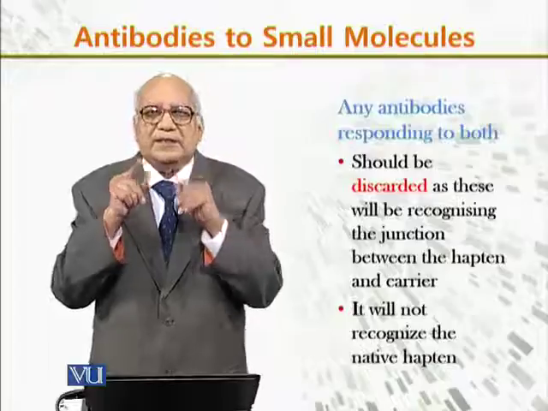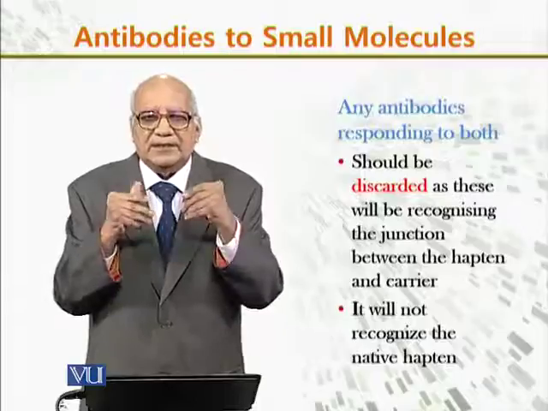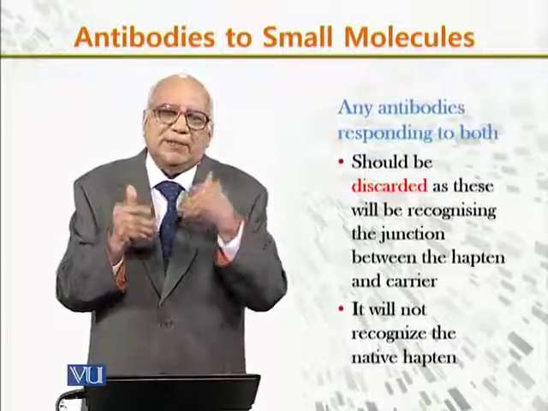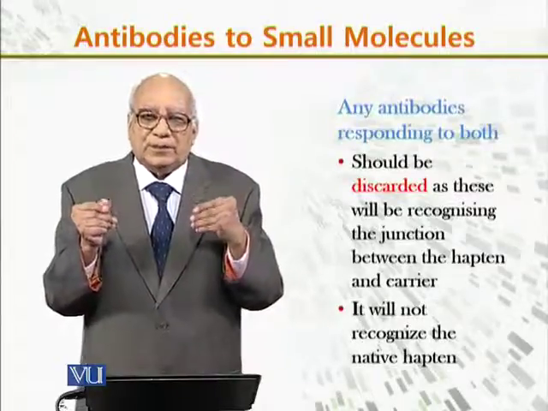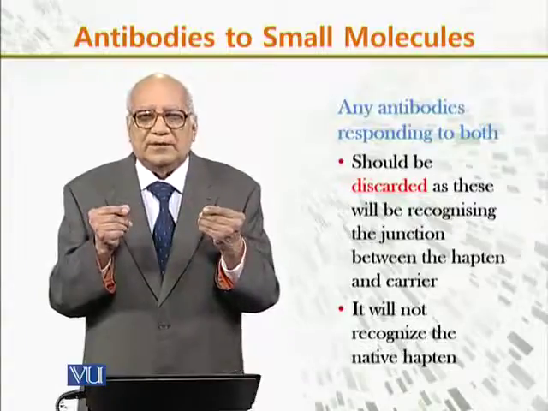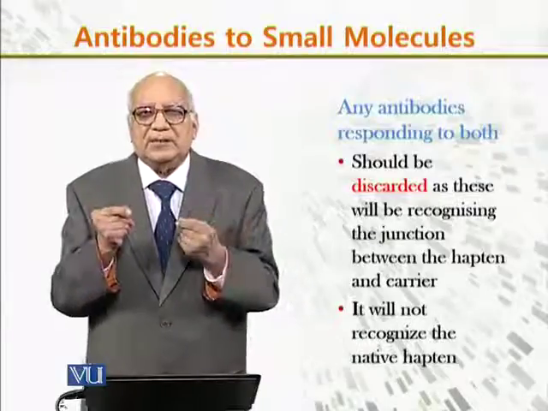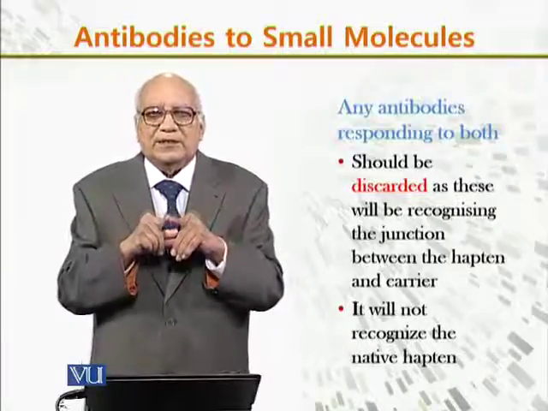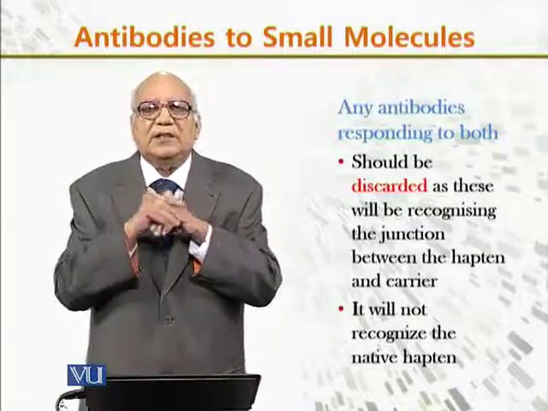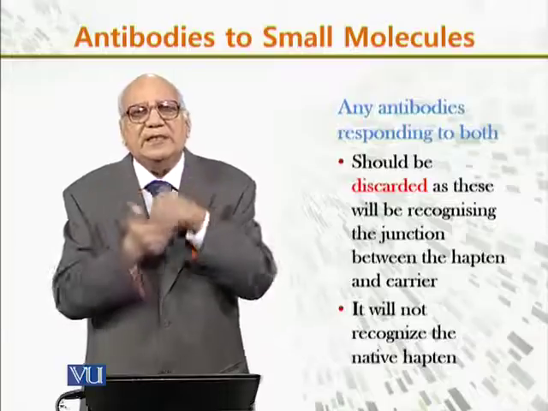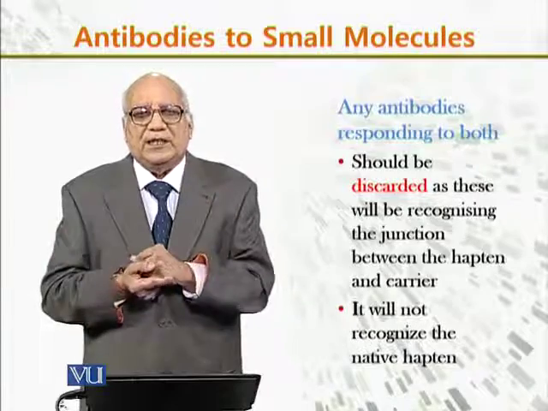Otherwise, only the junction between the hapten and carrier will be recognized, and the native hapten will not be recognized. It means that in our test, they should respond to only one rather than both. Because if they respond to both, they will, as a matter of fact, recognize the junction between the hapten and its carrier protein rather than the antigen we are producing the antibody against.